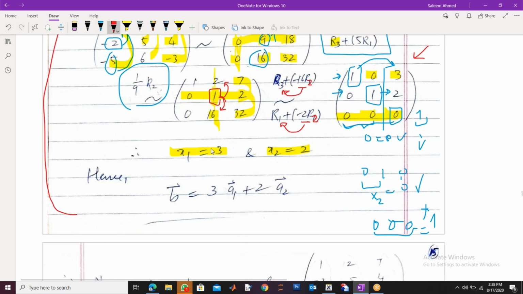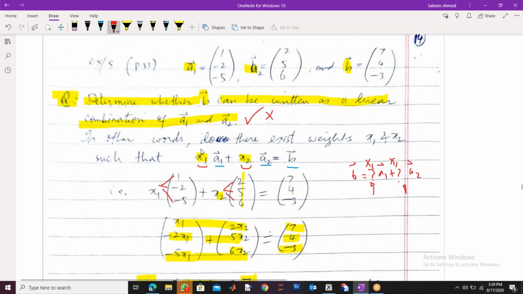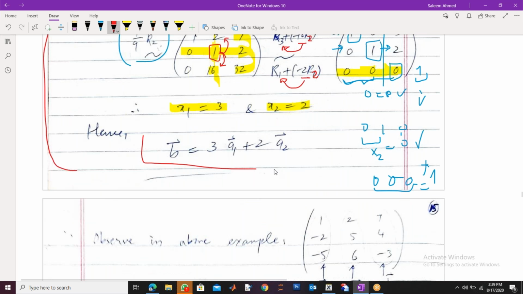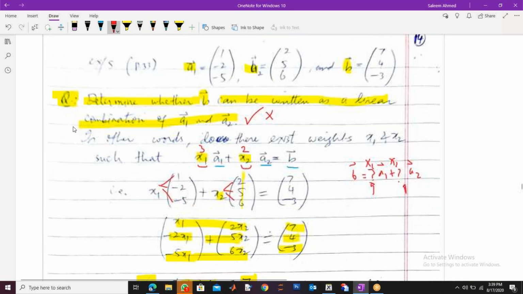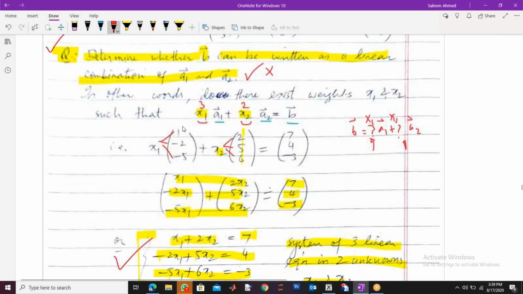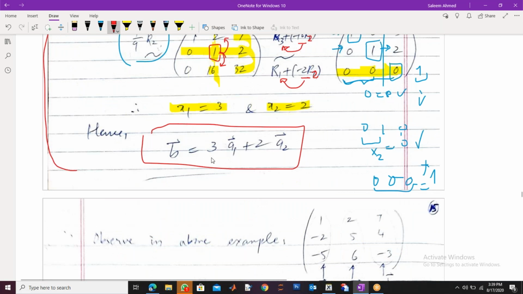I got x1 is equal to 3 and x2 is equal to 2. So my B can be written as 3a1 plus 2a2. Hence, B can be written as a linear combination. So the answer to my question is yes. And I can give you the answer as well. Yes, with the weights 3 and 2, we can easily write our solution.